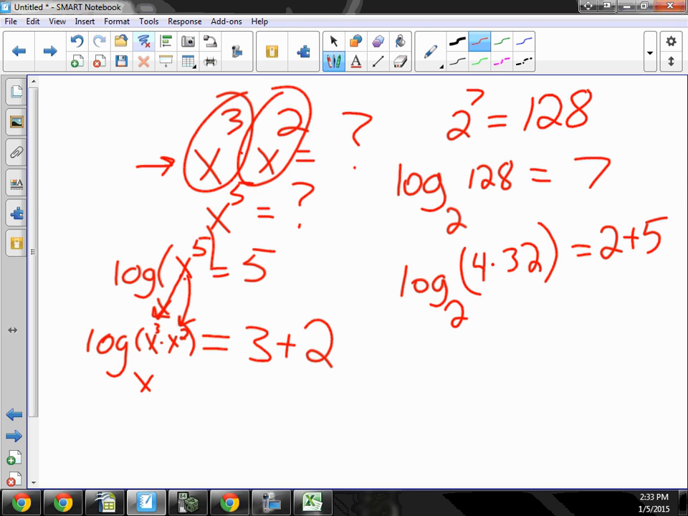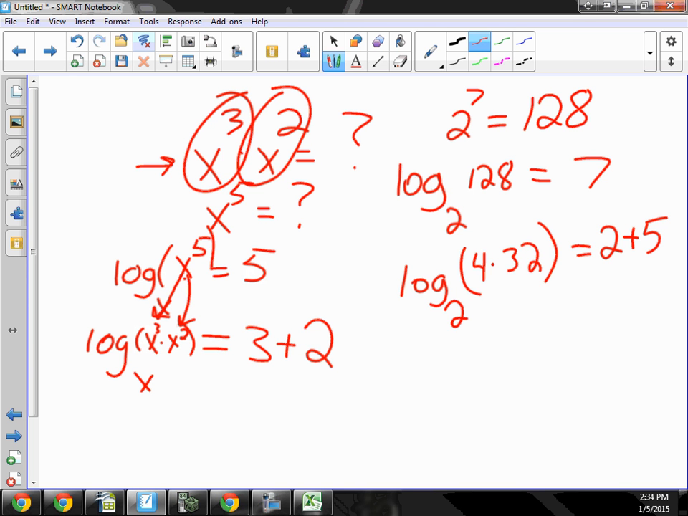Because 2 to the second power is 4, and 2 to the fifth power is 32. Okay? So if you turn this into a product, if you multiply, then this turns into a sum. It's the equivalent of distributing. Sometimes distributing makes sense, and sometimes factoring makes sense. You'll see it in a second.